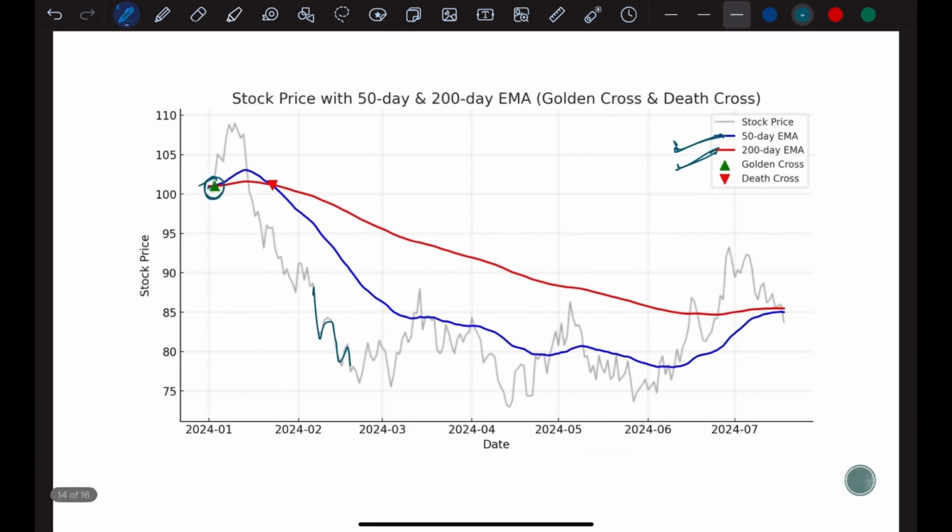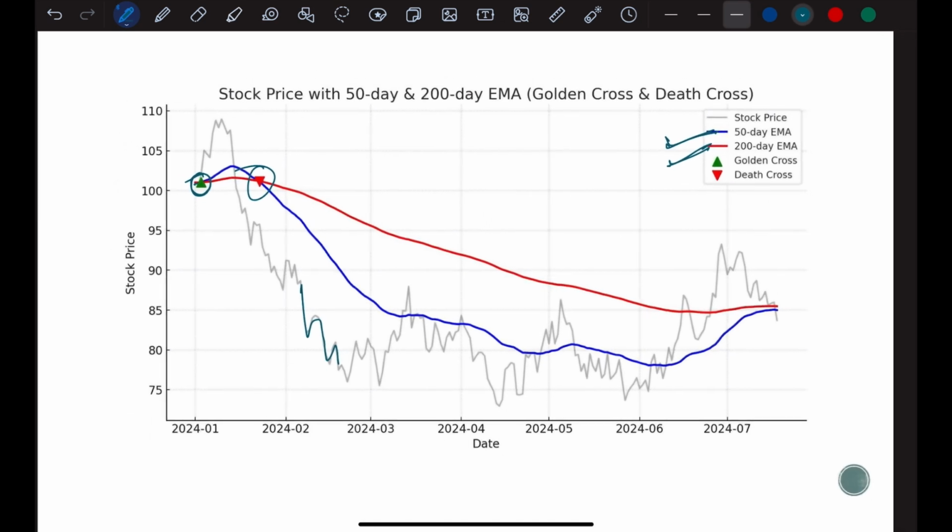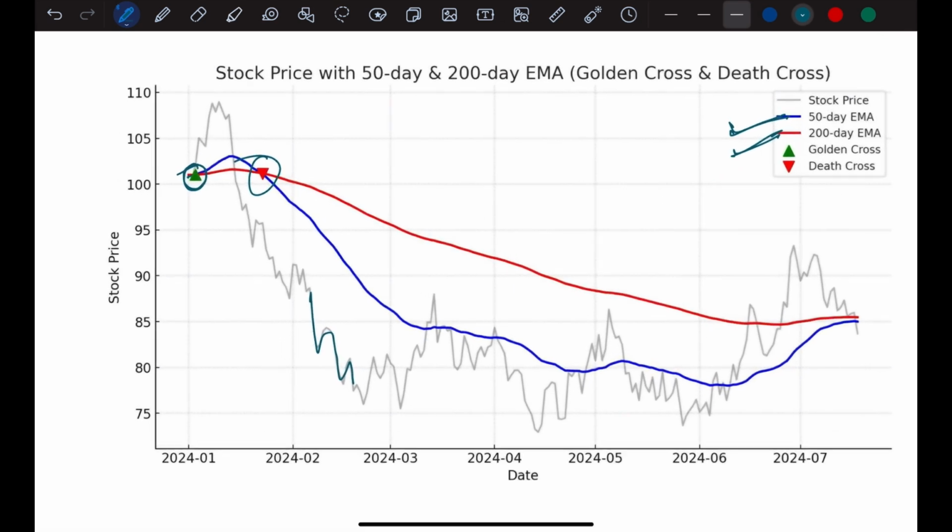And the second one is our death cross, which is here. You can see that the 50-day average goes down below the 200-day moving average, which shows a bearish pattern. And you can see here in the example how the stock has fallen, and how here at the golden cross, the stock price has delivered a good return.